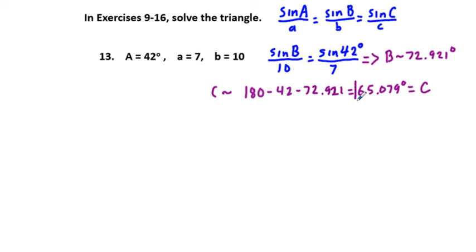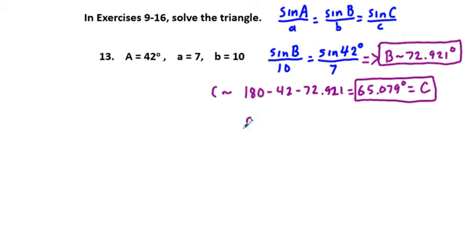So we have angle C and angle B. The only thing we lack is side C. I'm going to do that just for exhaustive purposes. I'm going to take this little c over sine of 65.079 is equal to this side A, which is 7 over sine of 42 degrees.